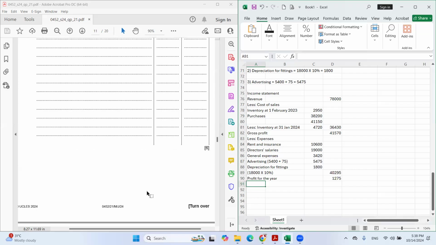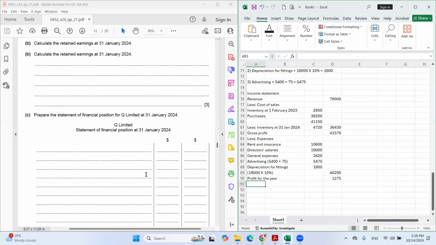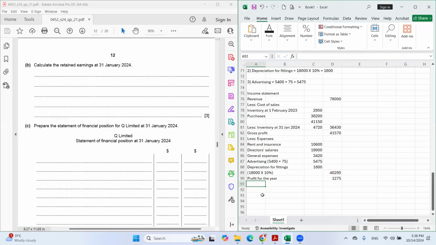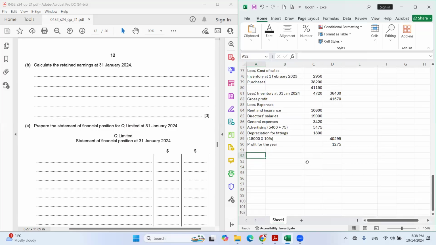Okay, the next one. The question is asking, calculate the retained earnings. So what are the items normally in the retained earnings? Let me just list them out first. Then after that, we see what the items are. Retained earnings. Okay. Opening balance, which is normally in the trial balance. And then profit for the year. If you have any dividend, then you minus the dividend paid.